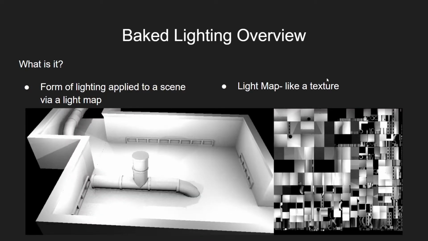Baked lighting is a form of lighting that is applied to a scene, or baked into a scene, using a light map. We can think of a light map as kind of like a texture, meaning that it is pre-rendered and doesn't have to be continuously generated during runtime. On the left here is an image of a scene with some lighting, and on the right is the light map that's actually generated and put on top of this scene. So that means the lighting doesn't have to be continuously generated for this scene, it's just always going to be there.